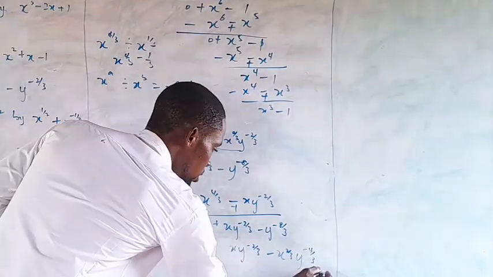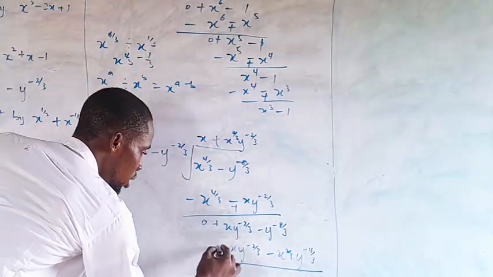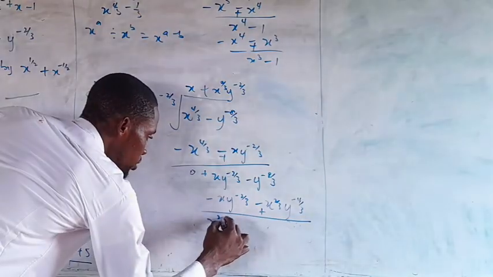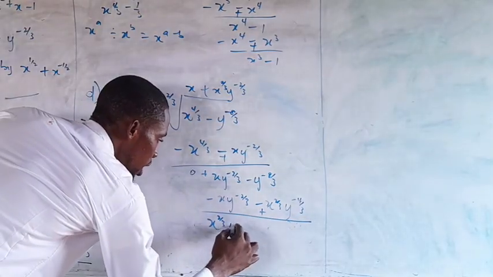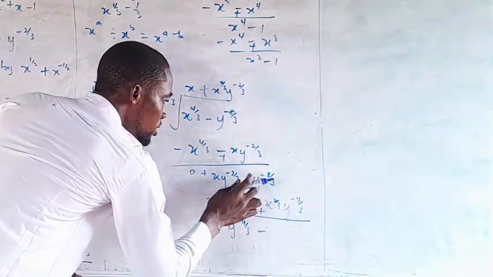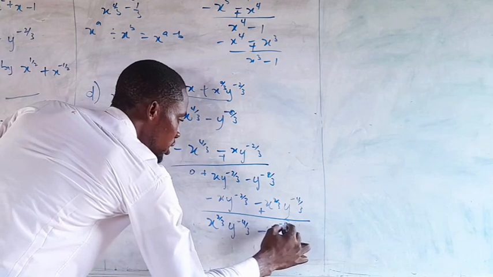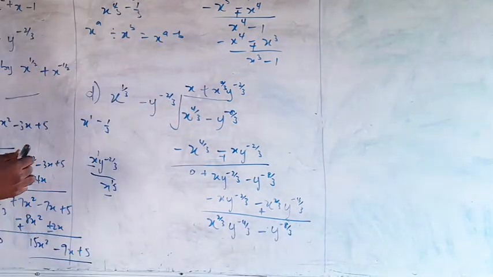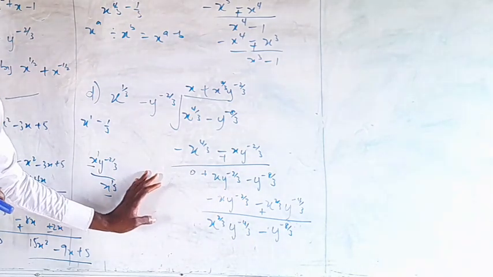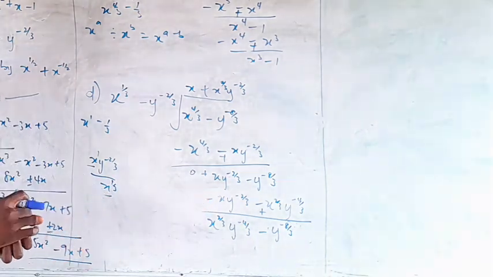Okay. So what remains? This becomes 0. If the sign changes, this remains x^(2/3) y^(-4/3), then minus this, y raised to power minus 8/3. Now I want you to follow me closely because this is actually confusing. You have to follow through very well.